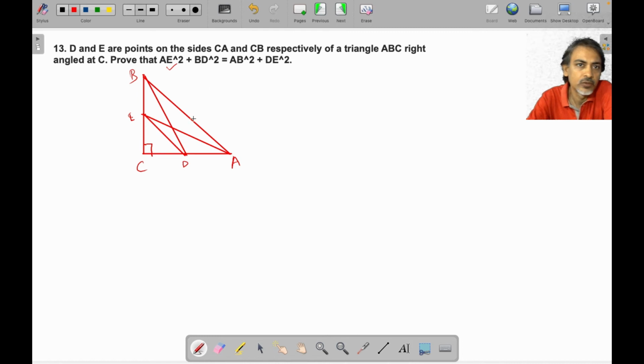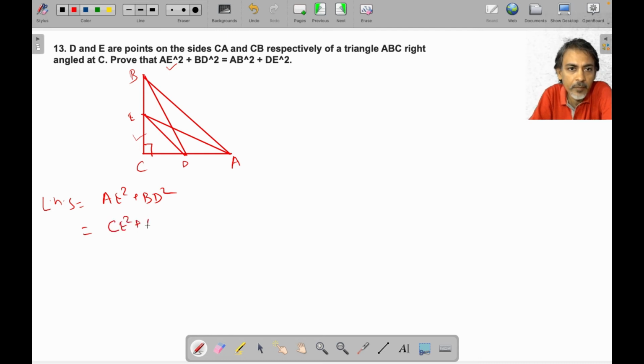AE square. So let's write AE square and BD square, whatever is given on the left hand side. Let's write LHS. So LHS is given as AE square plus BD square. Now look at AE square. What is AE square when you are looking at in this triangle ACE? So AE square is the hypotenuse, so this will be equal to sum of perpendicular and the base. So what is perpendicular? Perpendicular is CE. So we will write AE square is nothing but CE square plus AC square.